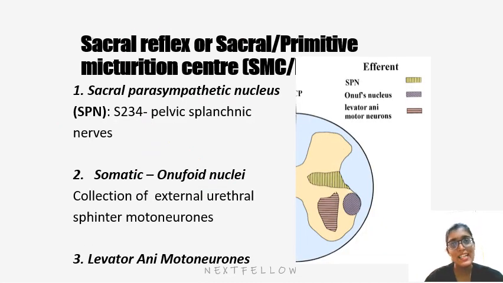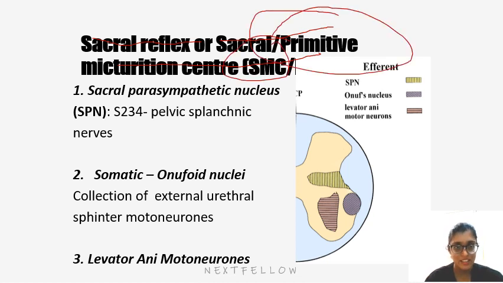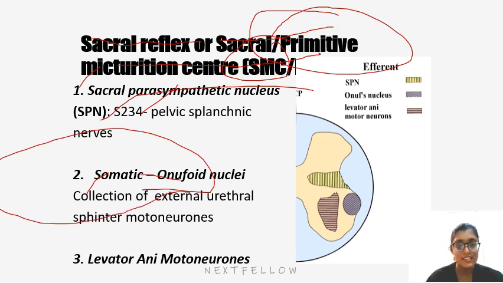Now coming to the sacral reflex, or the sacral micturition center, which is also known as the primitive micturition center. It consists of the sacral parasympathetic nucleus from S2 to S4, which gives the pelvic splanchnic nerves, and Onuf's nucleus, which is a collection of external urethral sphincter motor neurons, consisting of levator ani motor neurons.